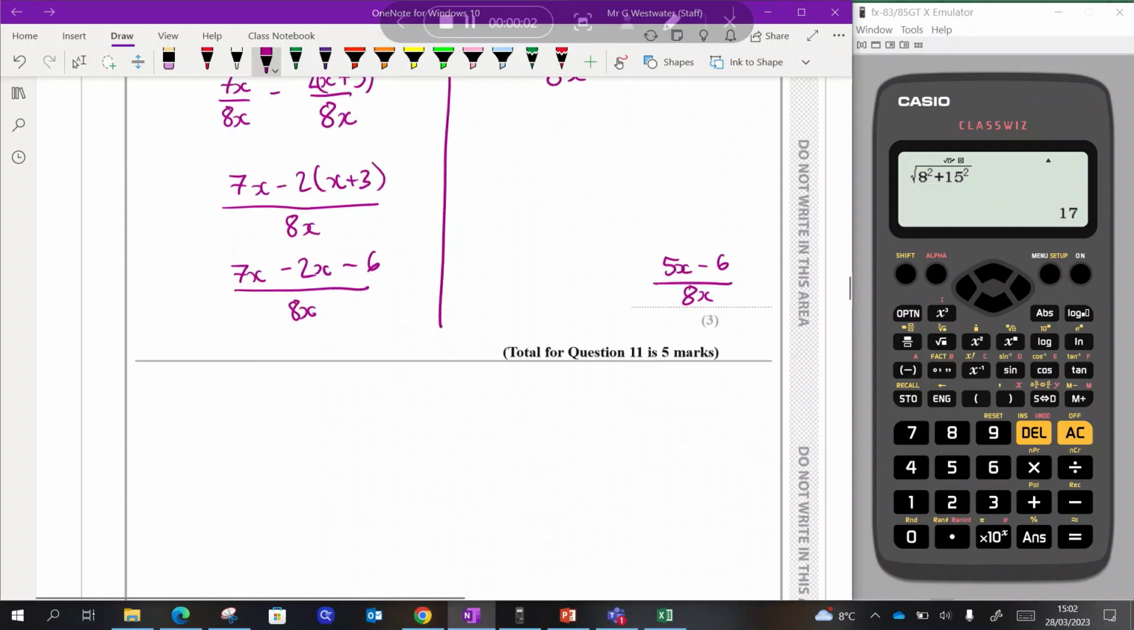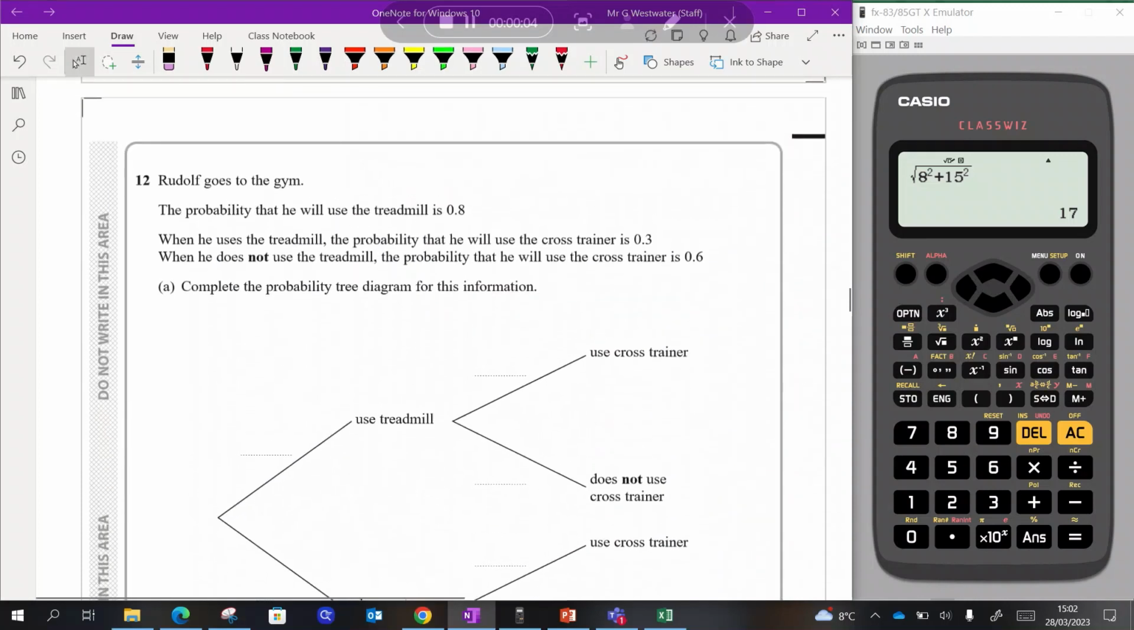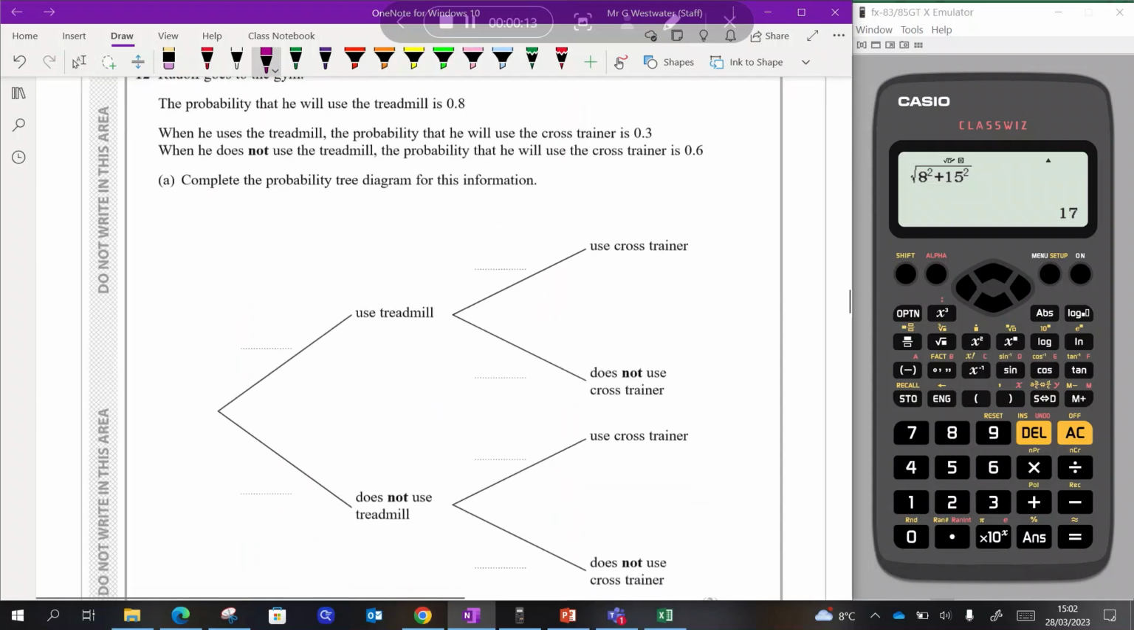Okay, on to question 12. Okay, tree diagrams, and Rudolph goes to the gym. The probability that he will use the treadmill is 0.8. Okay, let's start filling this in. So using the treadmill, 0.8, and therefore 0.2 that he doesn't. When he uses the treadmill, the probability that he will use the cross trainer is 0.3. So if he uses the treadmill, the probability he uses the cross trainer is 0.3, meaning this must be 0.7.